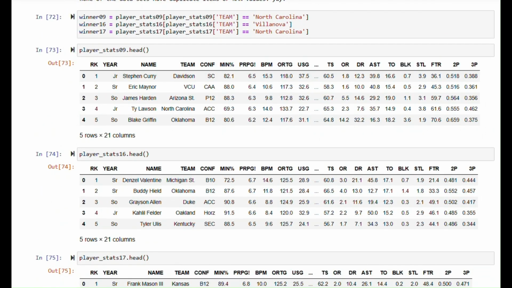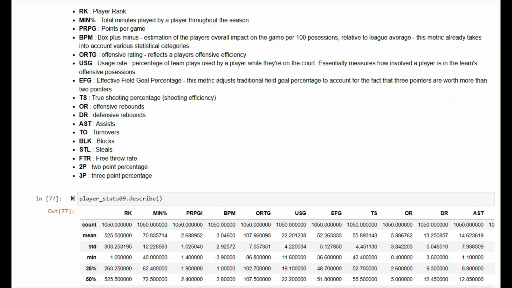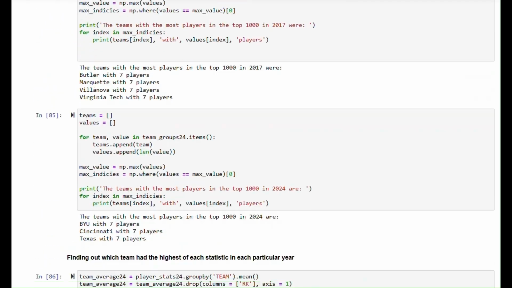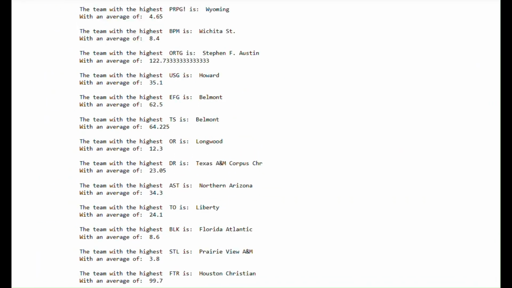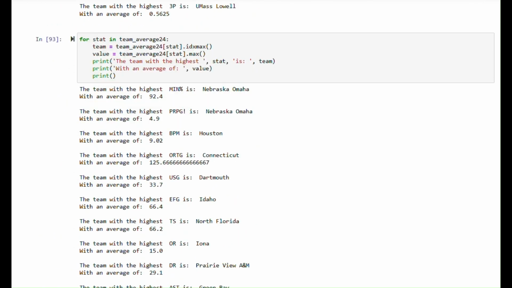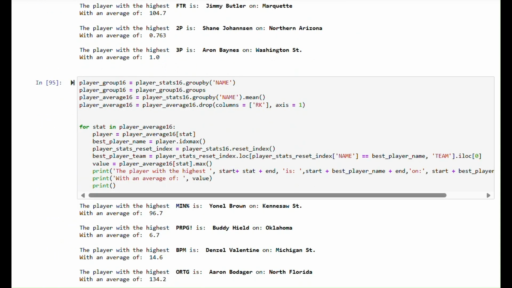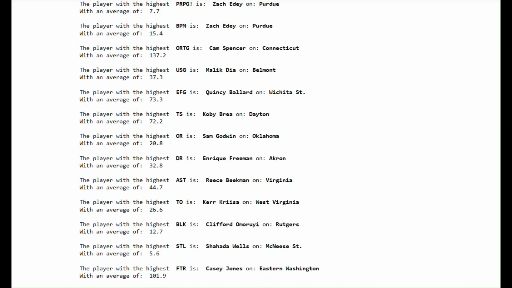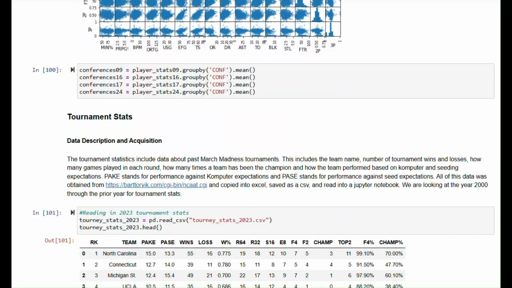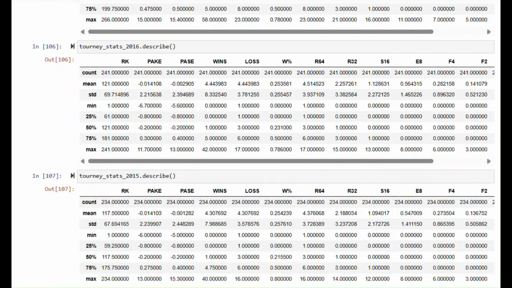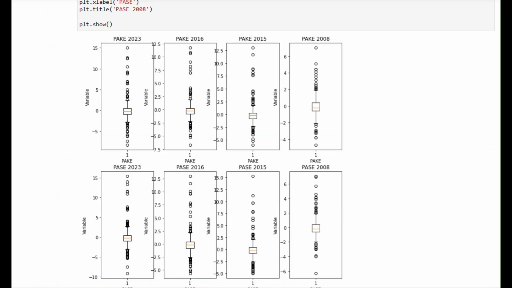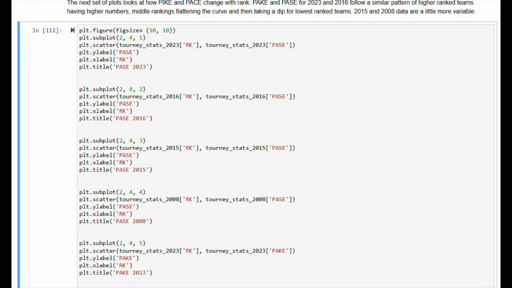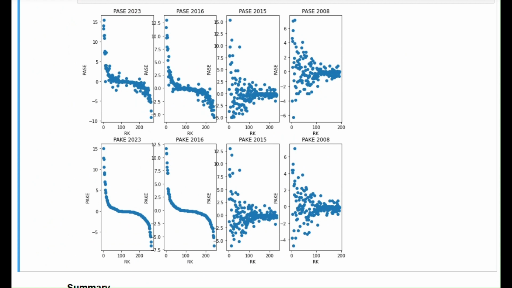We started with 3 data sets: tourney stats, team stats, and player stats, but in the end only used team stats and tourney stats because there were too many inconsistencies within the player stats data. There were some teams that had a lot of players that were in the top 1,000 but went out in the first round, and there were teams that had no players in the top 1,000 that went all the way to the Elite 8 in past years.